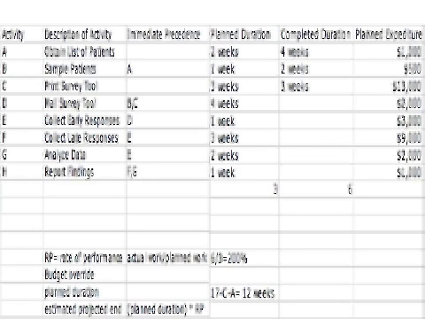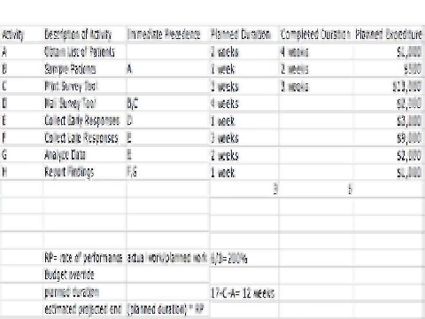This slide shows the breakdown of activities, predecessors, the planned duration, completed duration, and planned expenditure. With this information, we are able to calculate the rate of performance, the planned duration, and estimate the project end. To calculate the rate of performance, we looked at the activities that have been completed, obtaining a list of patients and sample patients. We added the weeks together and divided the completed duration weeks, 6, by the planned duration weeks, 3, to get a rate of performance of 200%.